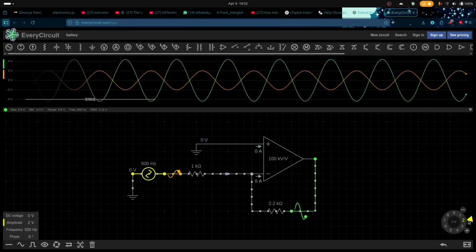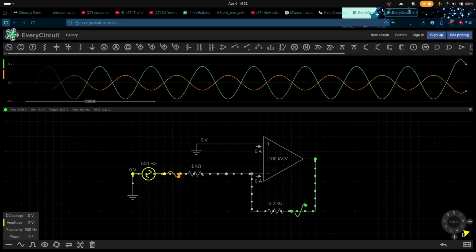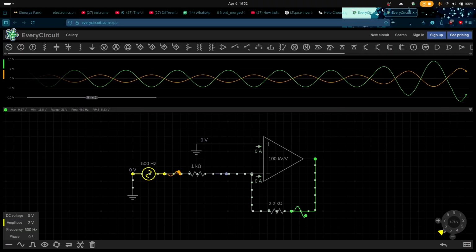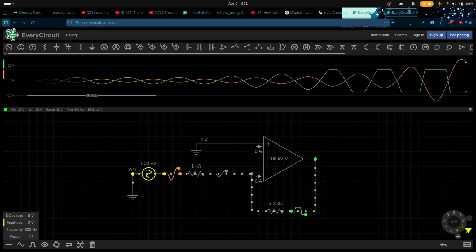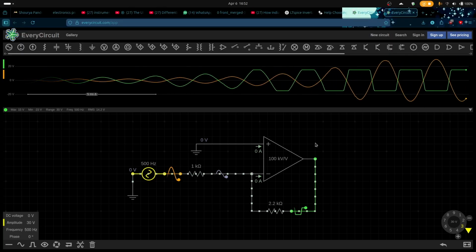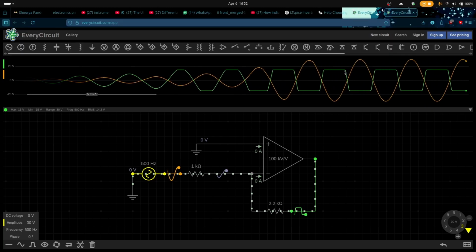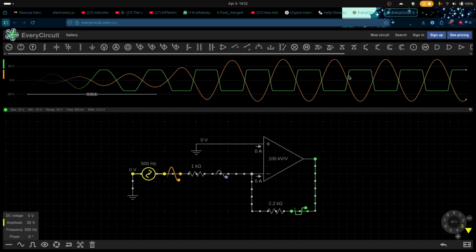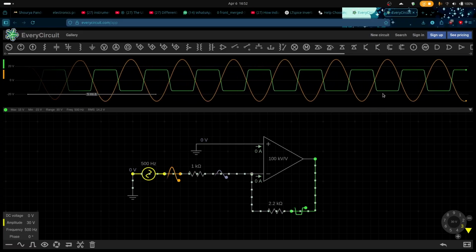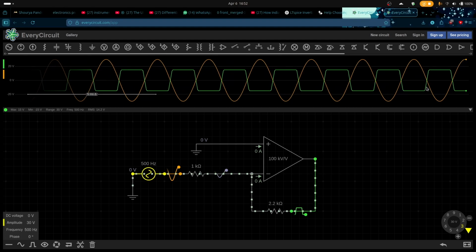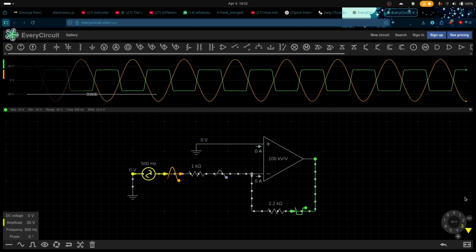So if I increase the amplitude here to 10 volts or greater than 10 volts, you may see that input is still a sine wave, but output is more like a square wave plus sine wave. There is some sine wave plus a square wave factor.